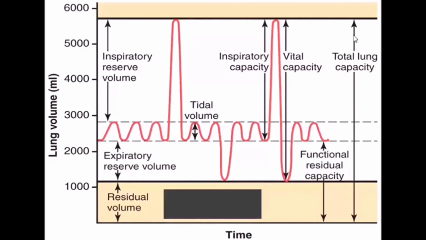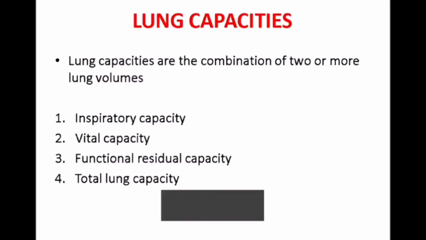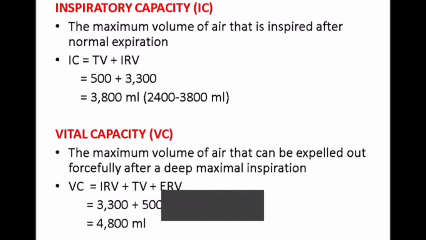So these are the 4 capacities. If you know the volumes and the different levels, you can just assess the capacity also. Capacities are a combination of 2 or more lung volumes. There are 4 capacities: inspiratory capacity, vital capacity, functional residual capacity, and total lung capacity. So one by one, inspiratory capacity is nothing but the addition of tidal volume and the inspiratory reserve volume.